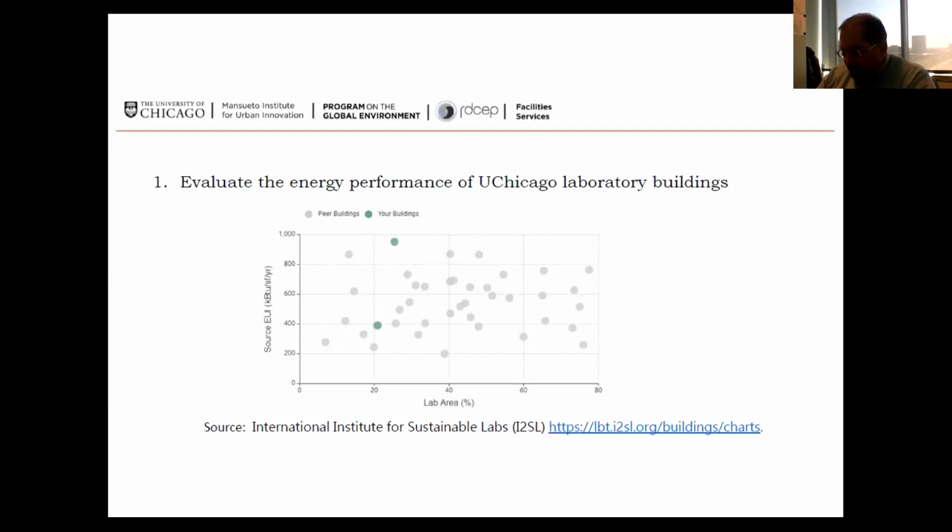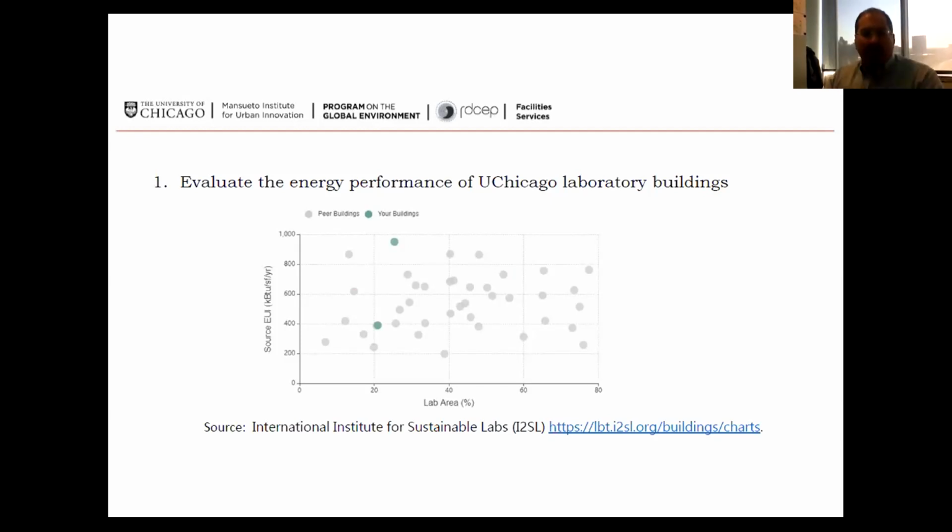What we're trying to do is benchmark our lab buildings against similar existing laboratory buildings to show us how we compare around the country, and then identify the lab buildings with the greatest opportunities for energy savings. And then that lets us focus more of our attention on those buildings with the greatest potential for savings.